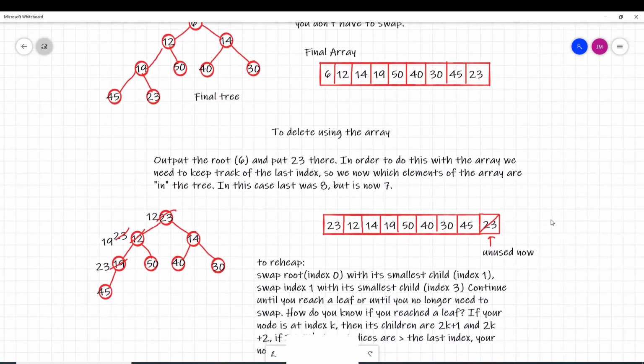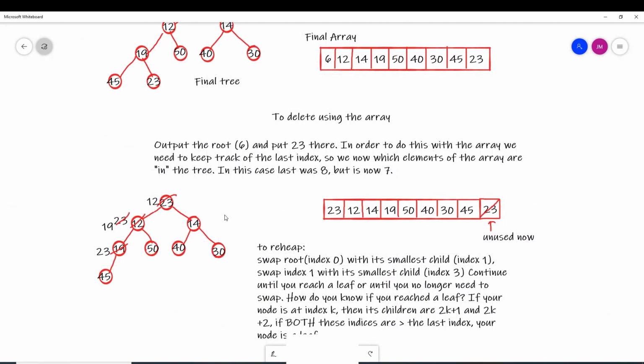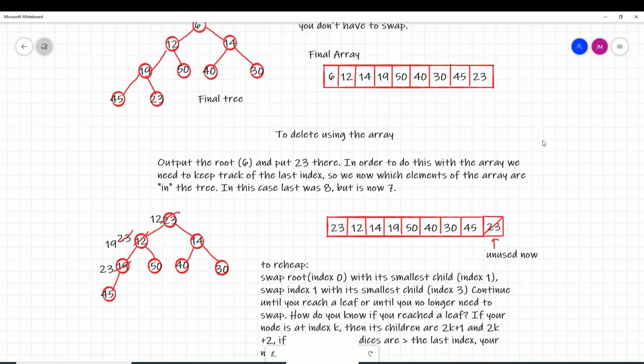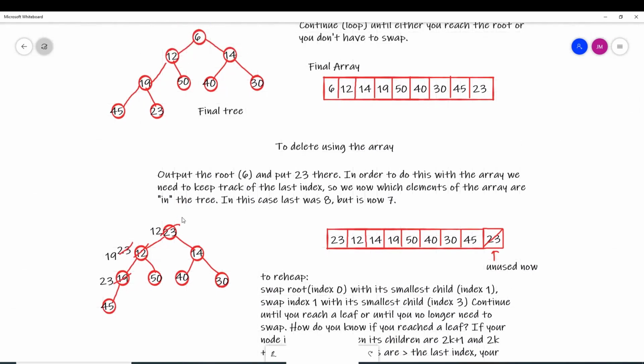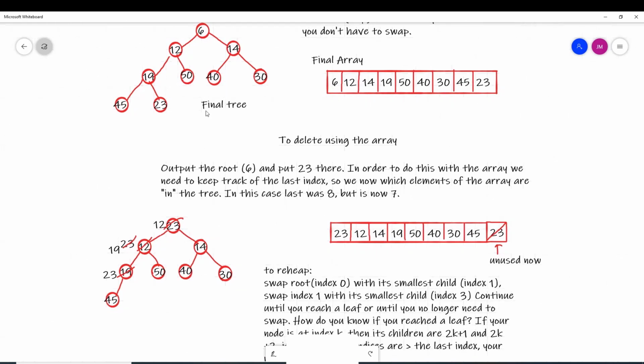But what happens when you delete? We've seen before, when this was a tree, to delete, we take the last node and we put that in the root. And then we have to see if that is bigger, and if it is, then we have to swap. So we output the number 6 and we put the 23 in there.